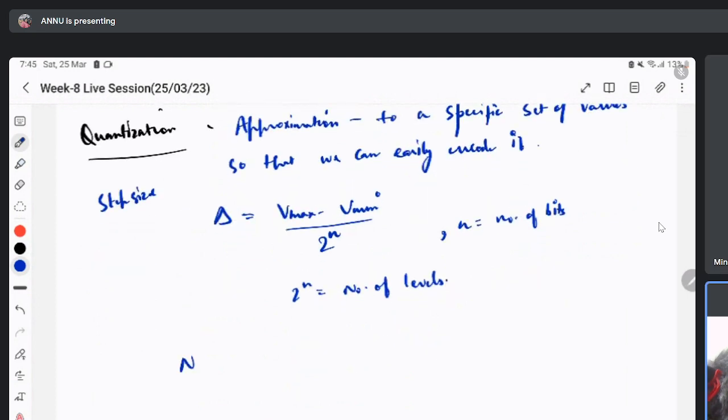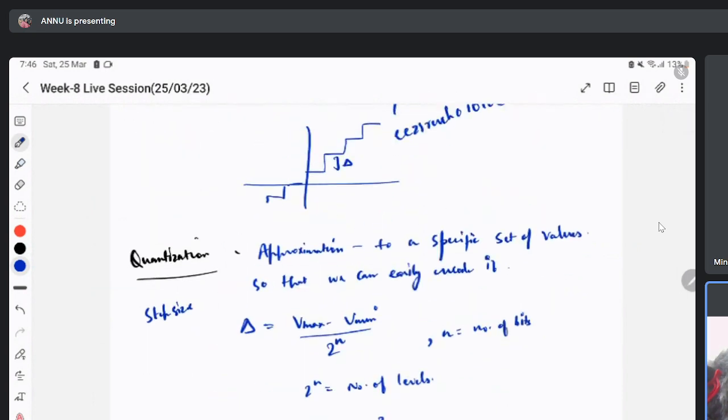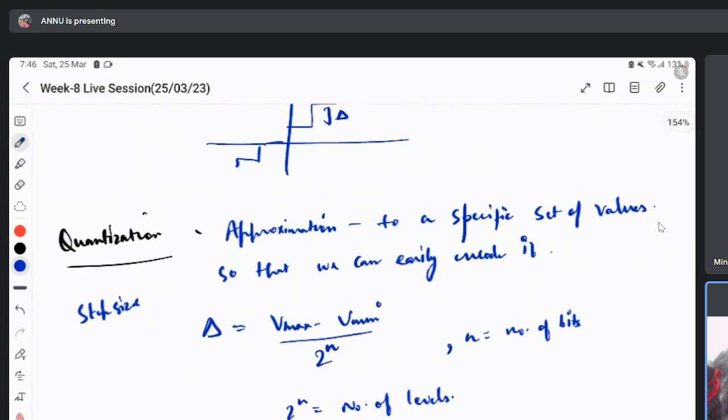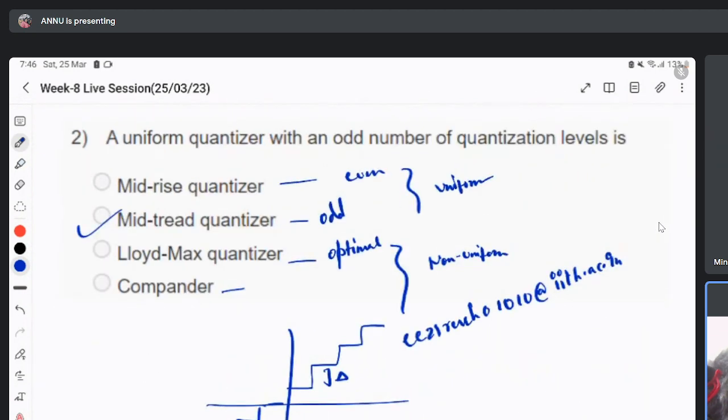And noise power is what? Ideal noise power? Delta square by 12. Yes, ma'am. So these are the things which you need to remember, and I think beyond this, nothing will be asked in the exams.